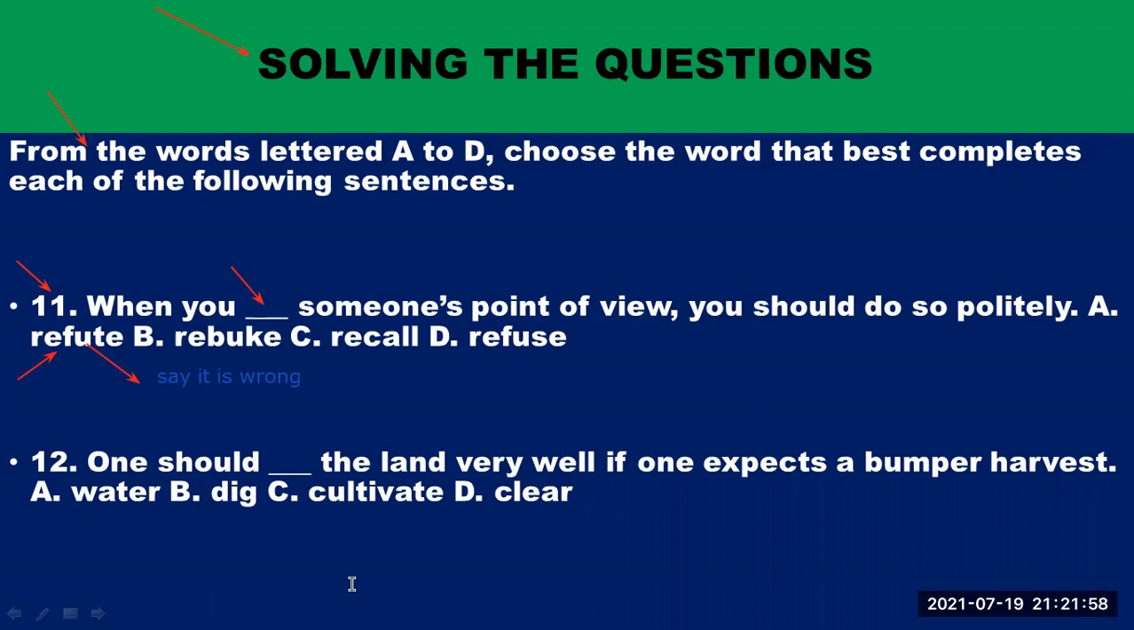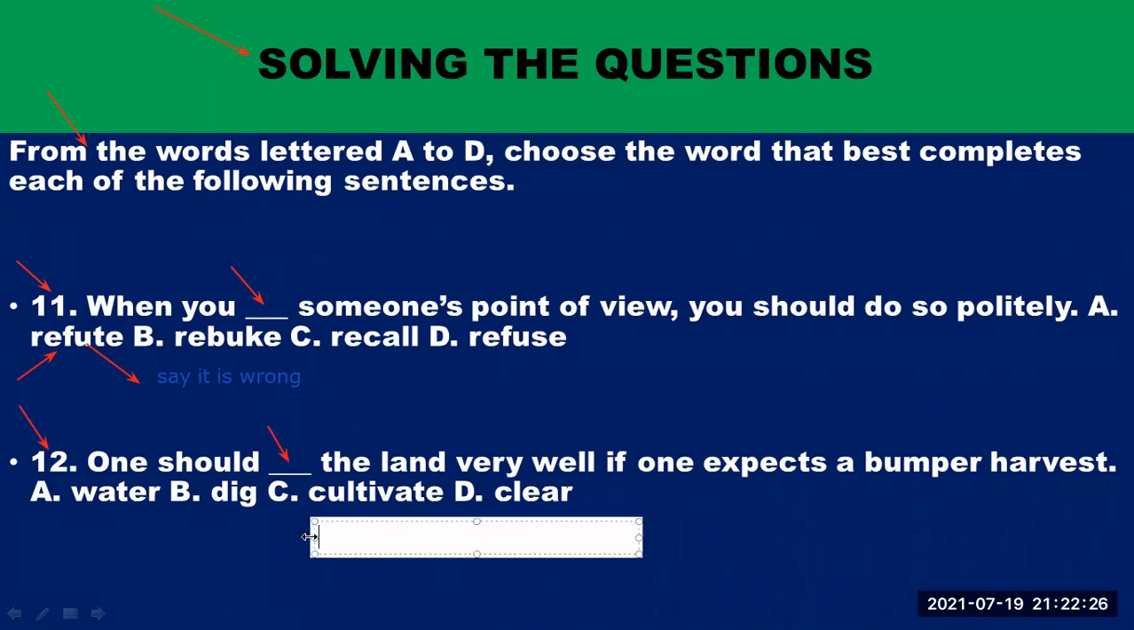One should dash the land very well if one expects a bumper harvest. Again, you see we have a gap that a word from the options A to D has to fill. And here we are dealing with the vocabulary of agriculture, or to be more specific, the vocabulary of farming. Because it is in farming you talk about land, you talk about harvest.